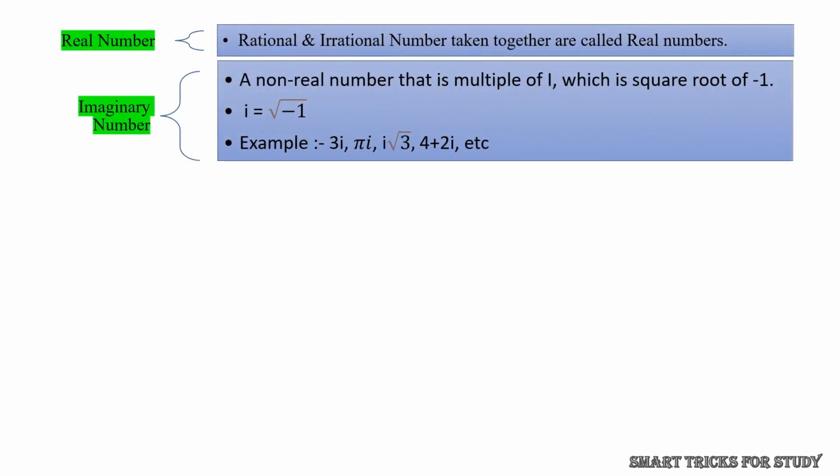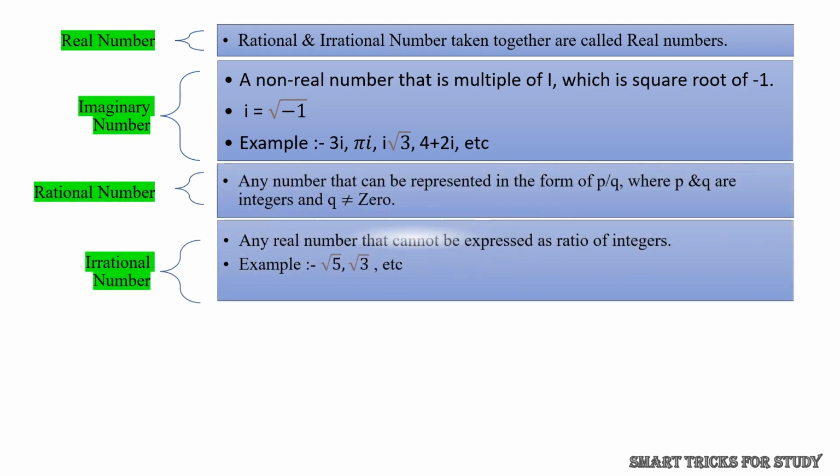Real number. Rational and irrational numbers taken together are called real numbers. Imaginary number. A non-real number that is a multiple of i, which is the square root of -1. i is equal to the square root of -1. Example, 3i, i into square root of 3, 4 plus 2i, etc.